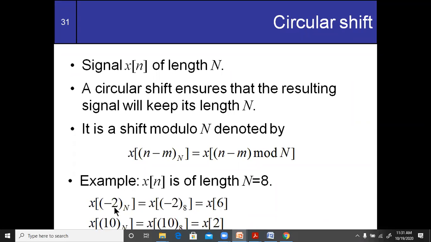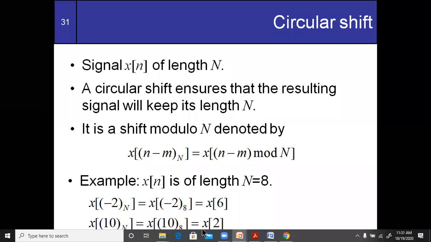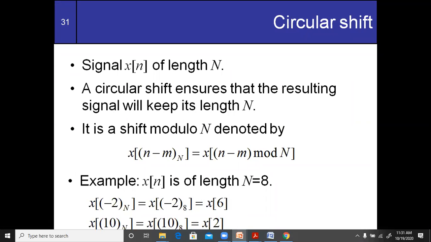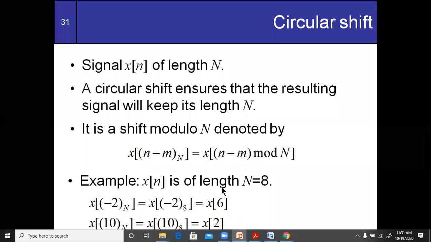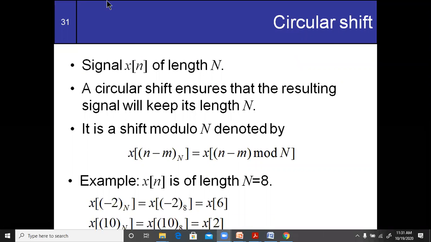So -2 means -2 plus 8 will give us 6. 10 means 10 minus 8. That will give us 2 and so on. Say if it is 20, 20 minus 2 into 8, that will give us 4. If it is minus 20, then minus 20 plus 2 into 8 will give minus 4, but minus 4 again does not have any meaning. X0 to X7 is what we want. So minus 4 plus 8 again will give us the value which is plus 4. So thus we can bring all these values within a particular range.